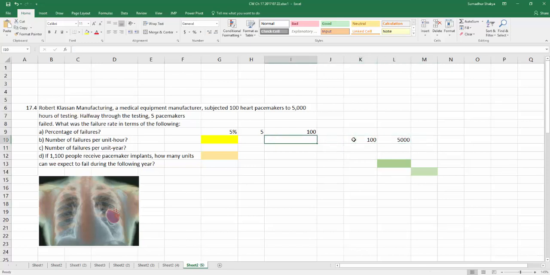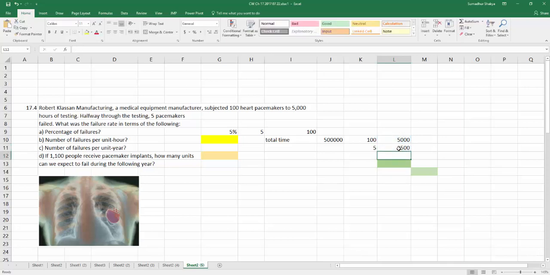Let me bring this here. So operating time would be 100 times 5,000. Yeah, this is the total possible time. Sorry, let me correct this here. So total time. Now some of them failed though. How many failed? 5 of them failed. When did they fail? They failed halfway through the testing. So 5 of them failed. When did they fail? Let's do this divided by 2.